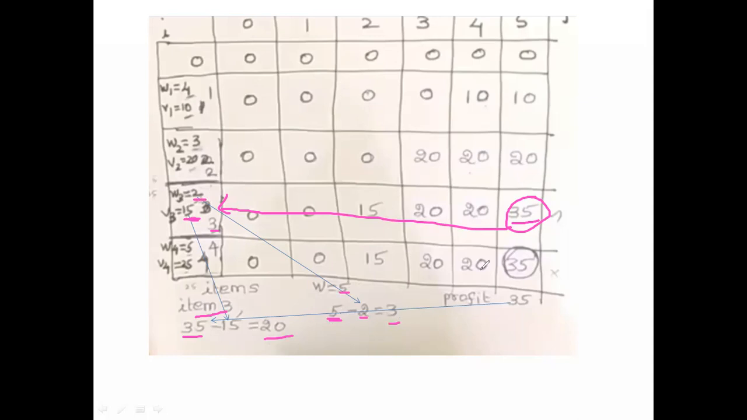Total weight is 5. Now we have selected item 3, whose weight is 2. So total weight minus that weight 2, 5 minus 2 equals 3. Okay. Now we have selected one item. So we have to check now whether it is possible to select other items.